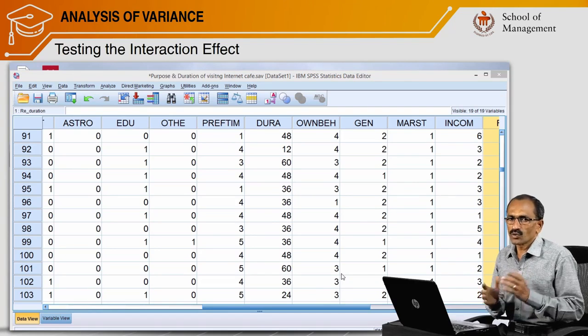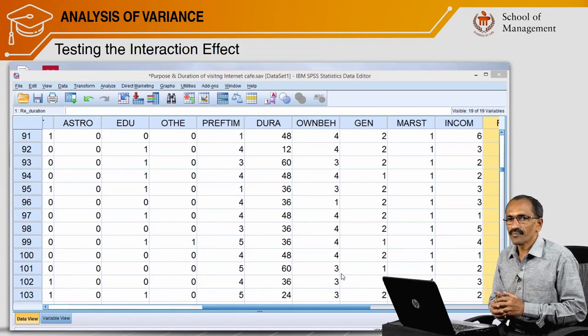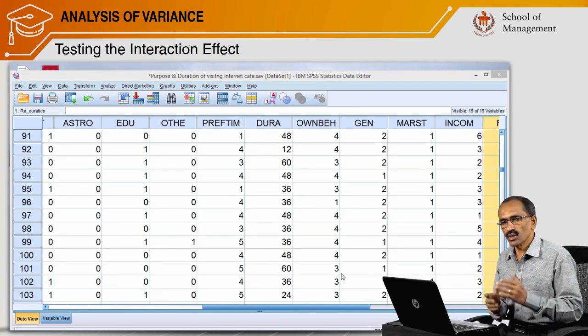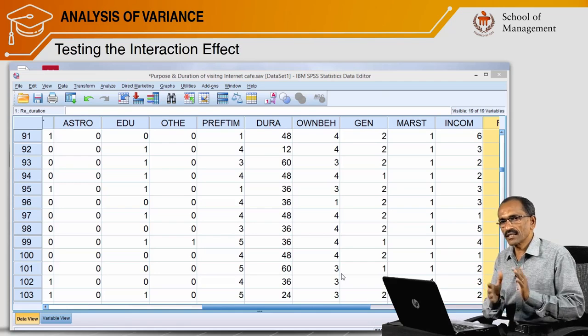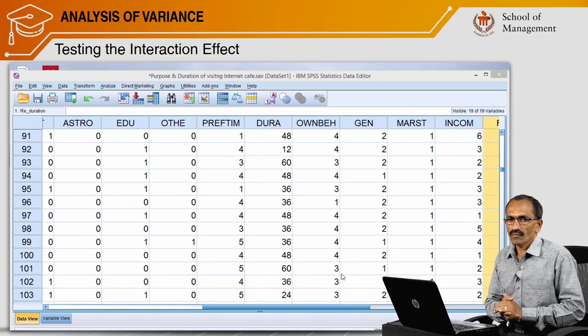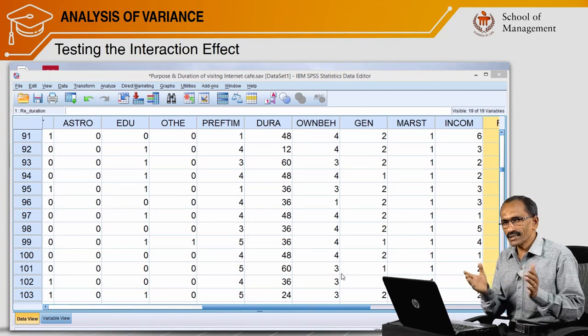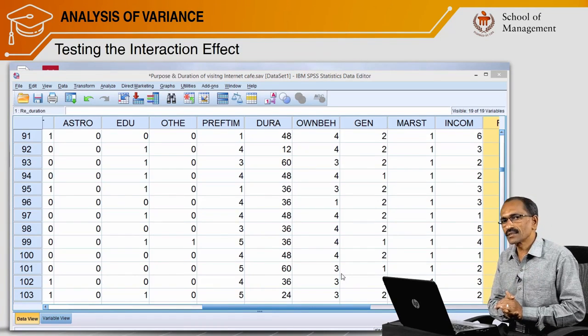So let's recall the two questions as usual. The first question is the purpose of the test. The second question is whether the data at hand are suitable for it. On answering the first question, our purpose is to test the interaction of two independent categorical variables upon a dependent metric variable. And what do we mean by interaction and what is its business insight?